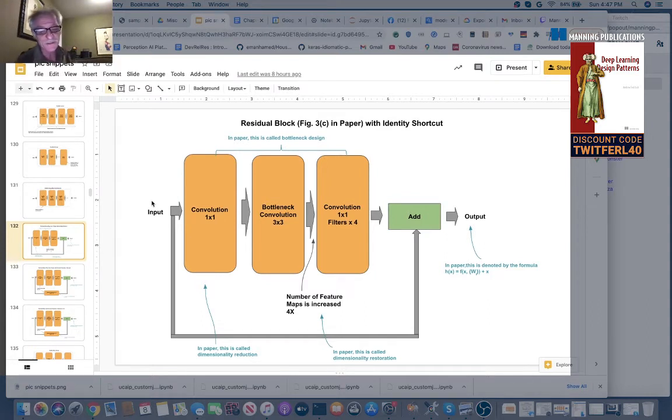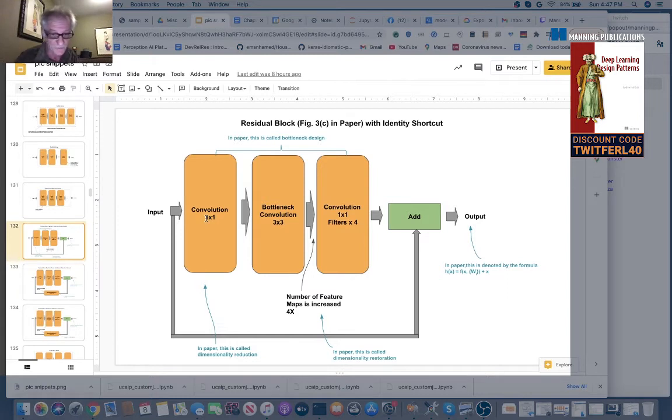So the one they took to the contest, which appears as figure 3C in the paper, and they won, was what they changed the design from what would have been two 3x3 convolutional layers to a 1x1, a 3x3, and a 1x1. This is referred to as a bottleneck design. Think about the top of a bottle, how it kind of curves in. That top funnel squeezes things down, and that's what a bottleneck does.